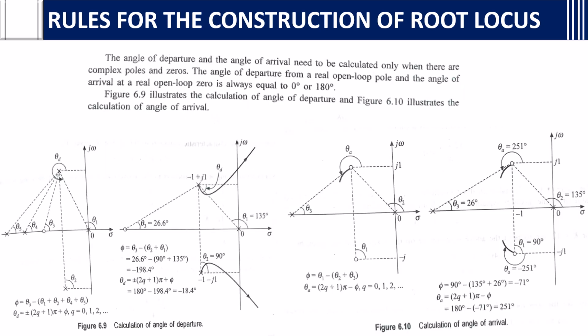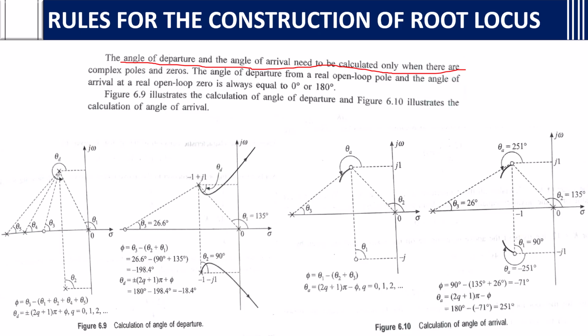Next, the angle of departure and the angle of arrival need to be calculated only when there are complex poles and zeros. The angle of departure from a real open loop pole and the angle of arrival at a real open loop zero is always equal to 0 or 180 degrees. When do we need to calculate the angle of departure and arrival? When there are complex poles and zeros present.